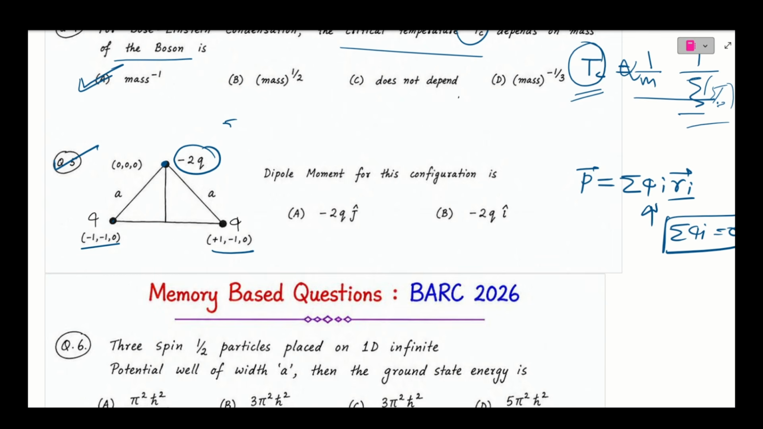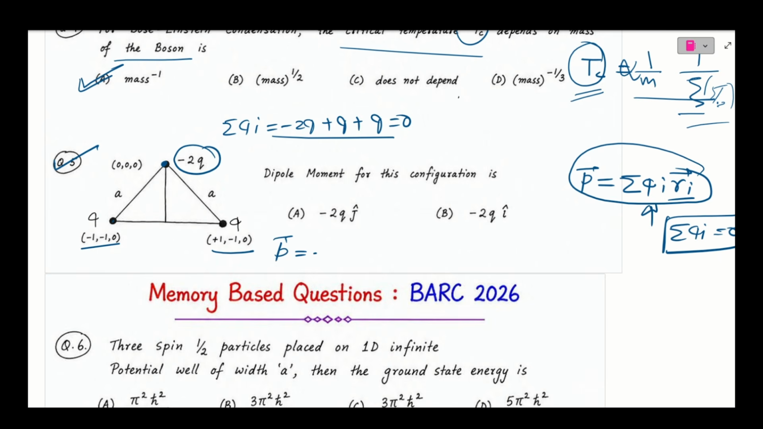So addition is nothing but -2q plus q plus q, so it gives 0. So we can easily use this formula, that is, the dipole moment for this system is nothing but the summation of qi ri. Okay, so simply let's find. For the -2q charge, -2q into the position vector, which is 0 0 0, that is 0 i cap, 0 j cap, 0 k cap, so ultimately 0.